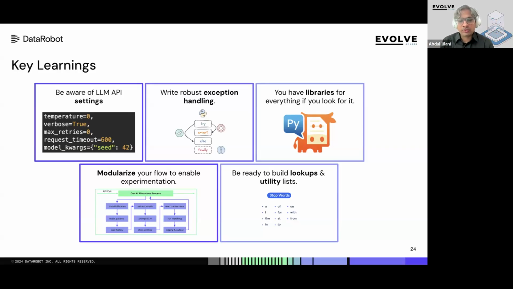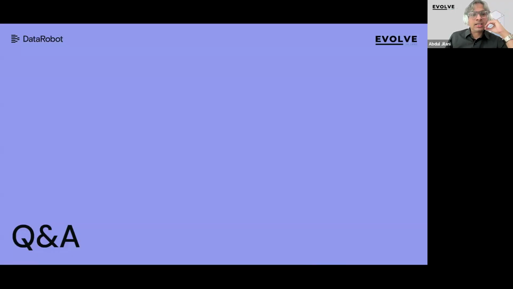And then, be ready to build a lot of lookups and utilities, because prompt engineering can only do so much. You don't want to unnecessarily increase the context length or other cost, or call the LLM multiple times, where you can just simply use lookups to simplify or resolve that issue. Yeah, that's it from my side. I think these are minor things, but we can go into Q&A if there are any questions.